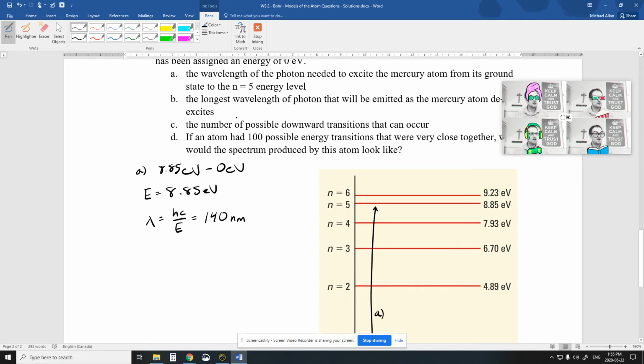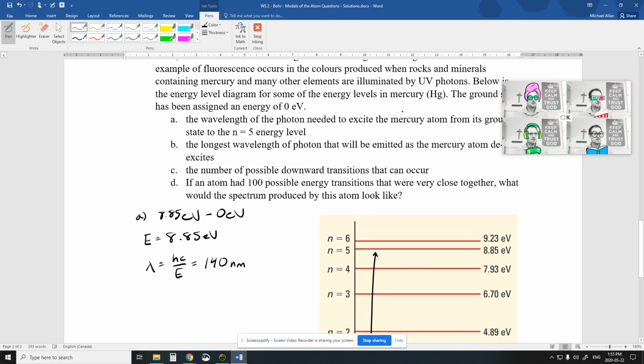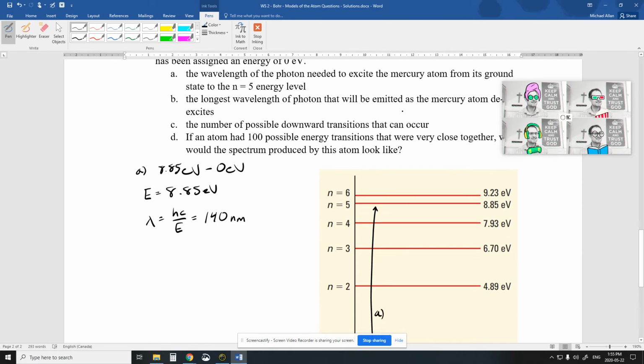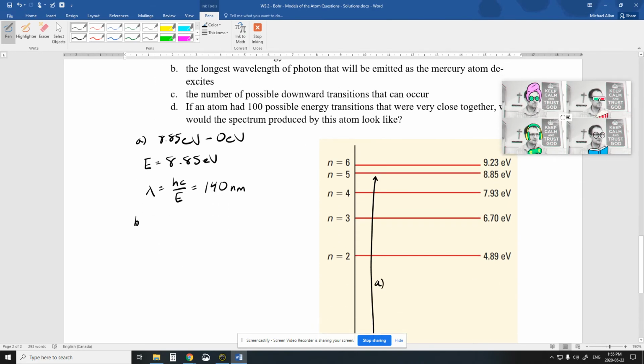What is the longest wavelength of photon that will be emitted as mercury de-excites? Well, a lot of people say, oh, the longest photon would be the longest gap. No, the longest gap is the most energy, which is the least amount of wavelength. If I want the longest wavelength, it's going to be the smallest gap, or the smallest change. So when it de-excites, that's going to be B there.